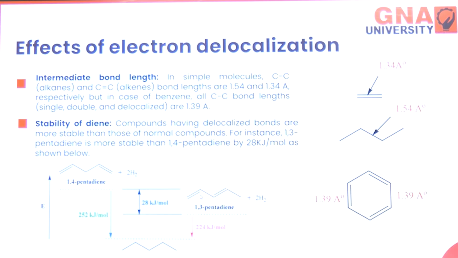That means the energy difference between 1,3-pentadiene and 1,4-pentadiene here is 28 kilojoules per mole. That concludes, as the conjugation increases, stability increases.